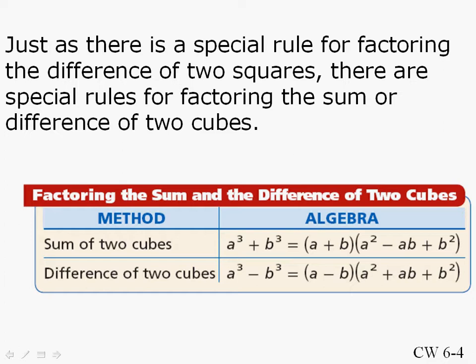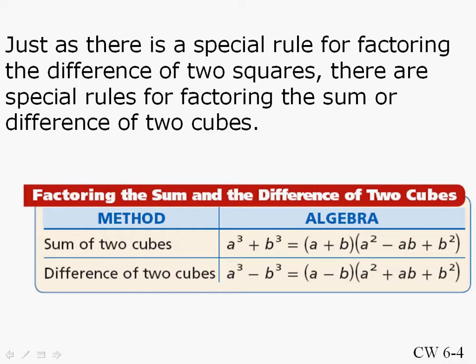The difference of two cubes, for example, a cubed minus b cubed, will be factored as a minus b times a squared plus ab plus b squared. Notice the pattern. The symbols in the sum of two cubes are plus, minus, plus. The symbols in the difference of two cubes are minus, plus, plus. The only difference in the pattern between the two is the sum starts out with the sum in the first factor. The difference starts out with the difference in the first factor.